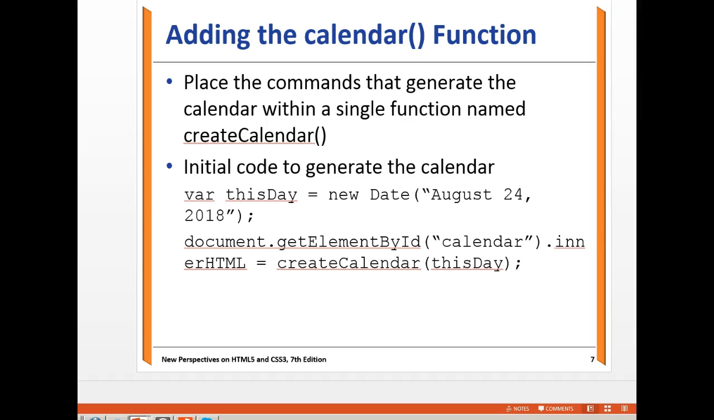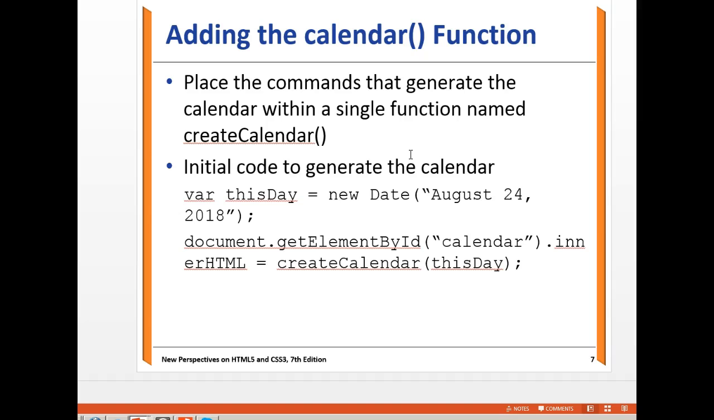The first thing that we are going to talk about is adding the calendar function. We are going to place the command that generates the calendar in a single function called createCalendar. So we will have this function called createCalendar with parentheses. So how do we do that?